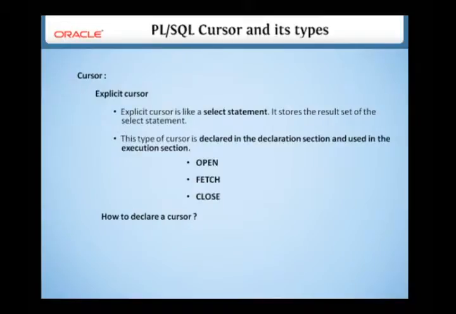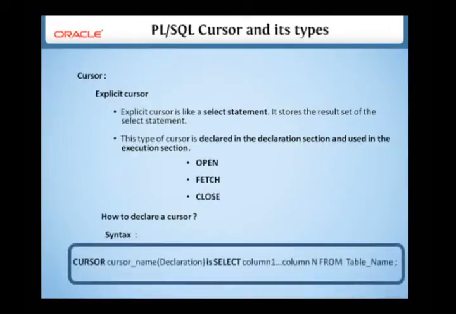A cursor must be declared in the declaration section before it is used in the execution section. Here is the syntax for declaring a cursor. In this syntax, cursor is a key word. Cursor name specifies the name of the cursor to be created. Declaration. Here we can declare input variables to the cursor. Is a key word. In the select statement, we can select a set of rows. There, I hope everyone understands cursor syntax.